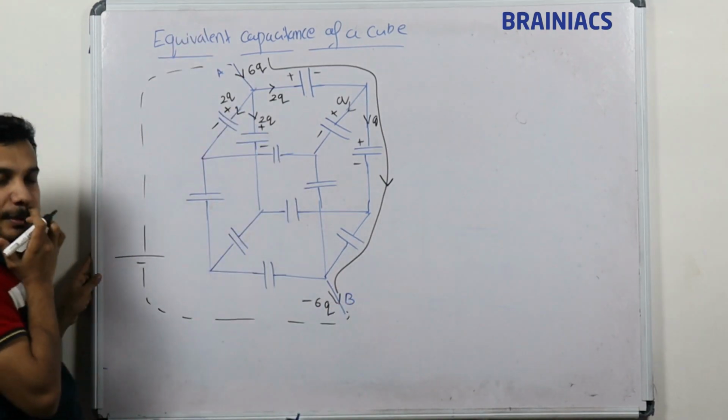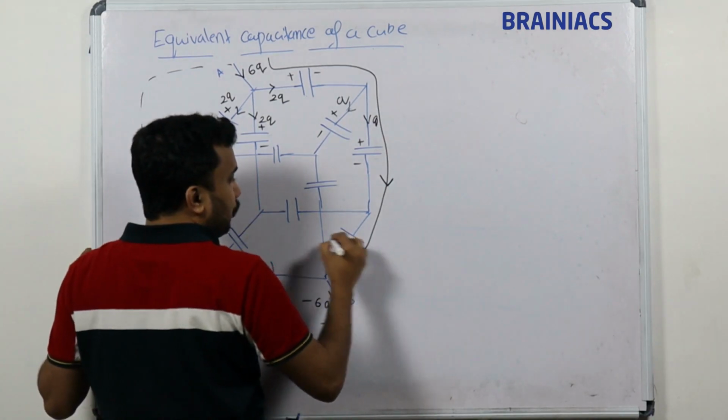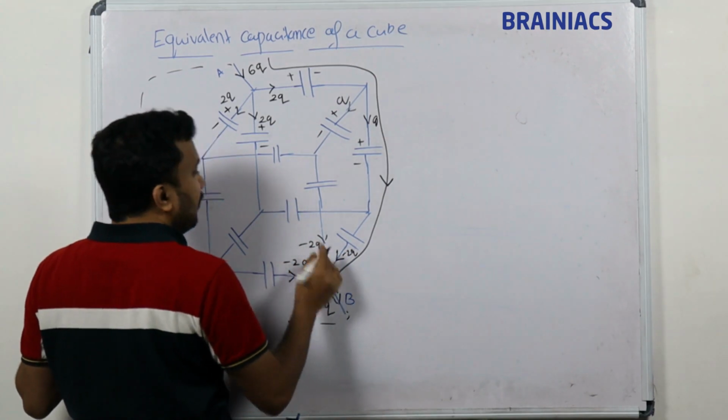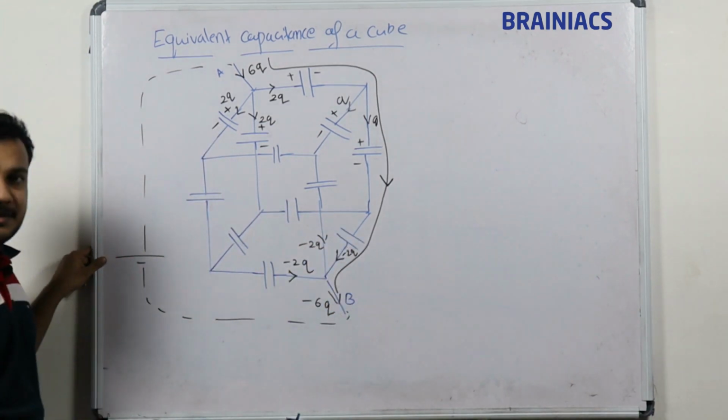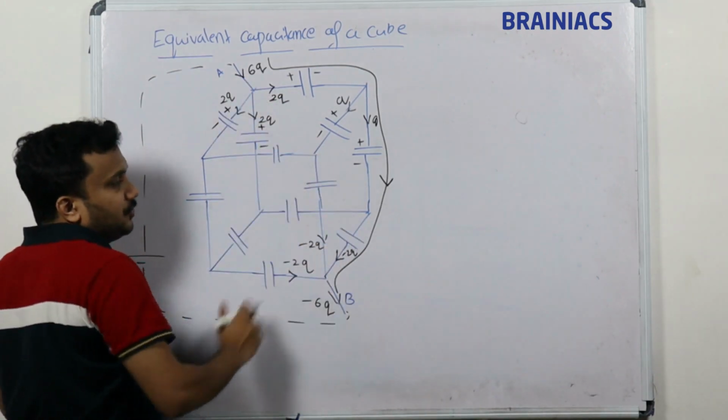So minus 6Q will be here. If it is minus 6Q, from here what is coming? Minus 2Q will come from here, minus 2Q from here, and minus 2Q from here. All together will join. Minus 6Q is going out, so 6Q is coming inside and 6Q is going outside.